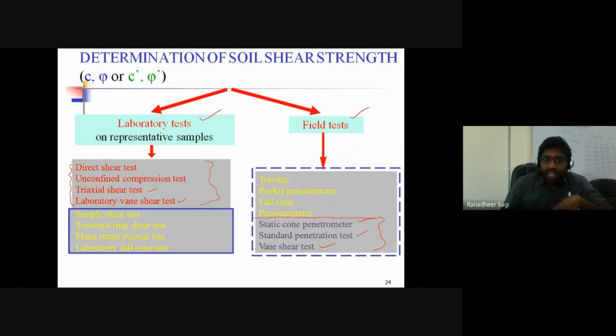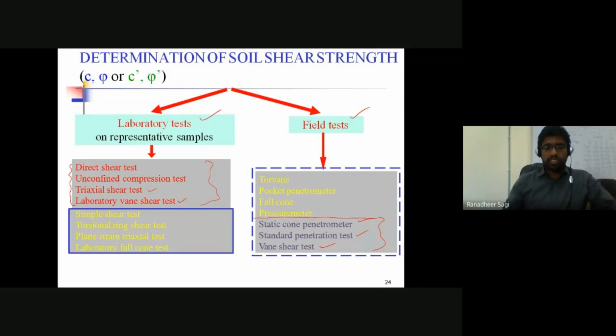But lab tests help us in directly determining the c-phi parameters, whereas field tests will not directly give you the c-phi parameters of the soil. Rather, they give some data with respect to that particular test, and we have different empirical relations and correlations available to use the data from that field test to get the corresponding c-phi parameters of the soil we are looking at. In the lab, we can directly determine the c-phi parameters of that exact soil in its exact condition.